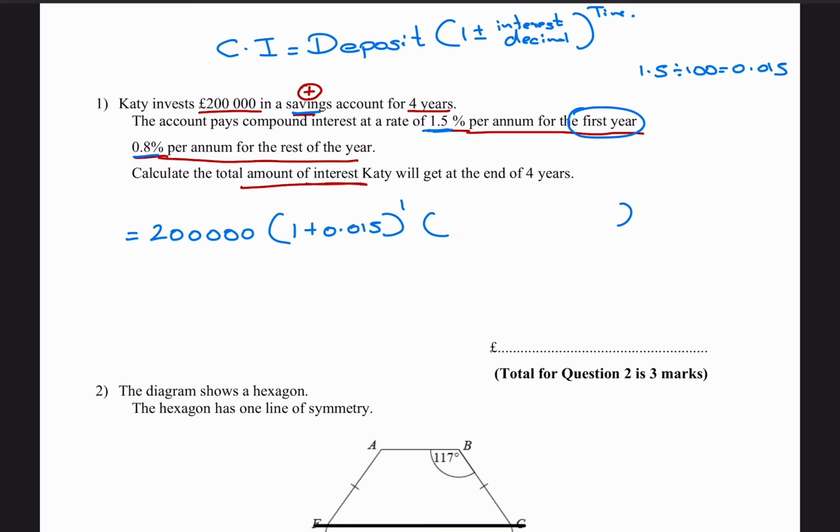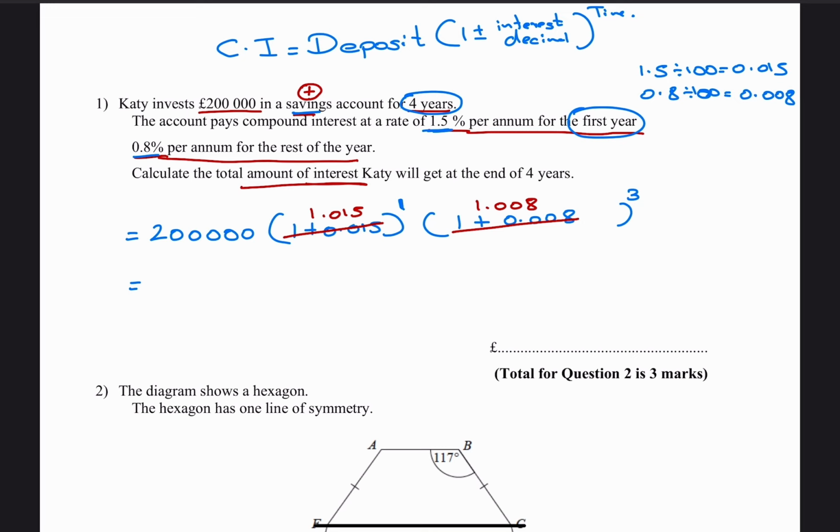And the 0.8%, so it's again 1 plus 0.8, remember, as a decimal, divided by 100, which is 0.008, to the power of the total time I need it for, which is 4 years, but I have already done it for 1 year, so I need 3 more years. Now, instead of writing 1 plus 0.015, I can write 1.015, and 1 plus 0.008 is 1.008. If I write it like that, it will look a lot nicer.